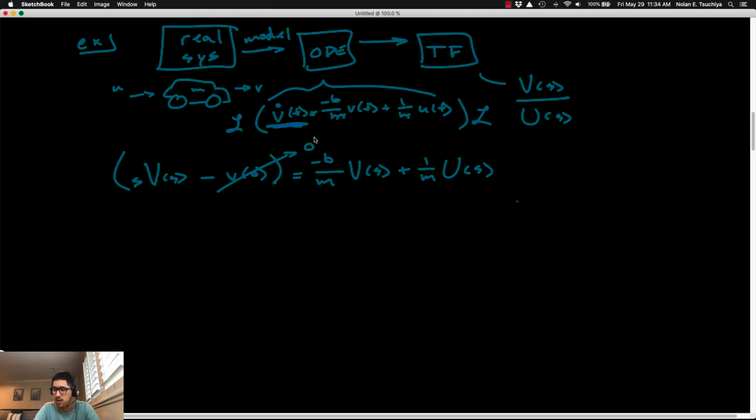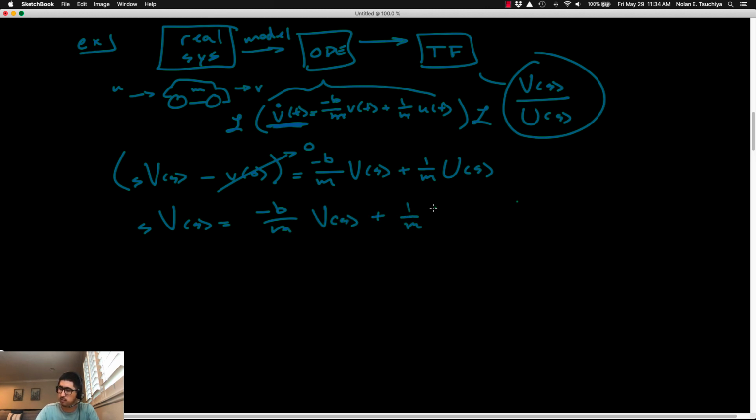Once you take the Laplace transform of both sides of the differential equation, you should be left with only stuff in the s domain. There should be no more time variables floating around in your equation. If that's the case, which it is here, then it's simply a matter of algebraically solving for this ratio. In other words, s V of s is equal to minus b over m V of s plus 1 over m U of s. We just have to solve for V over U.